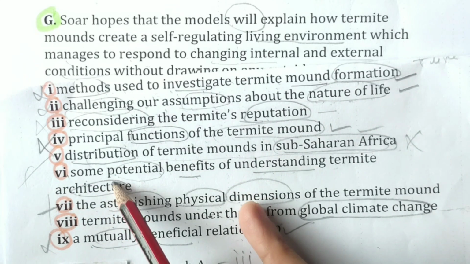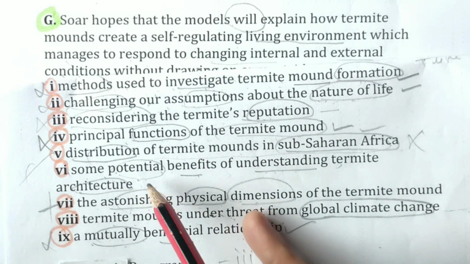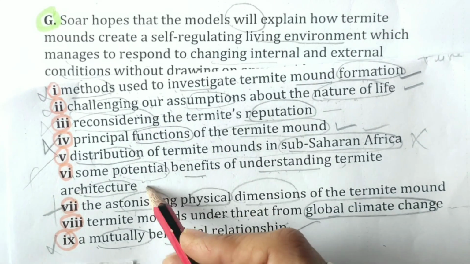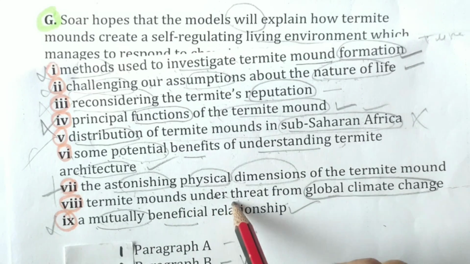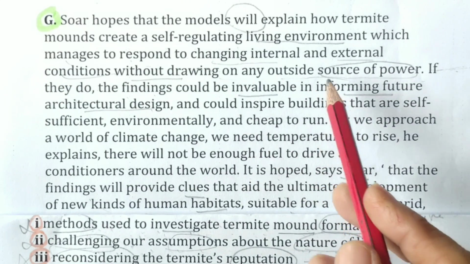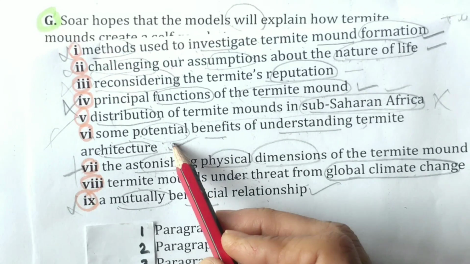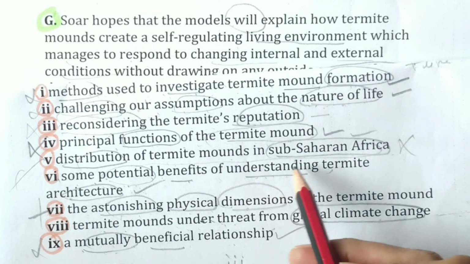This 6th one was some potential benefits of understanding termite architecture. So we can match it with this, because the 8th one is also "Are termite mounds under threat from global climate change?" So nothing is described in this paragraph. So I can select this 6th number, because of "Some potential benefits of understanding."